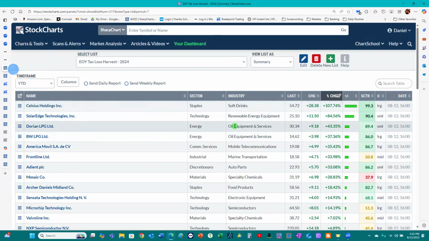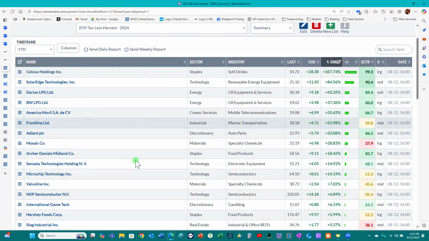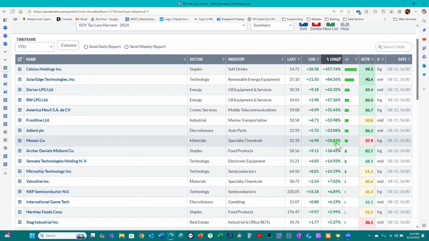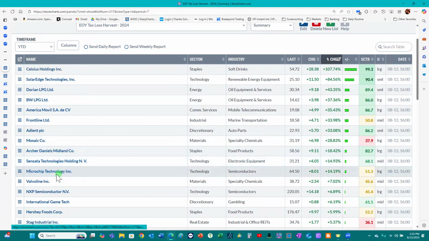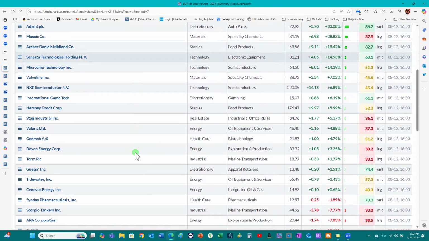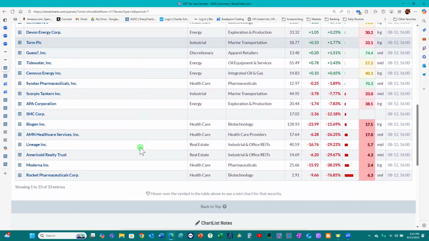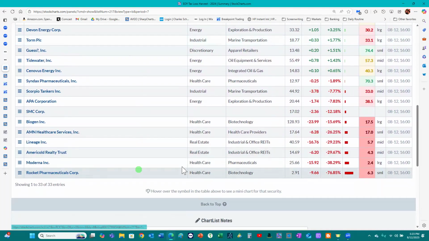These are the ones that were on the list last year. Let's look at some of the other ones, see what's on here. Mosaic was on the list, up 28% for the year. Archer Daniels, Microchip Technology, up 14% for the year. All of them don't play out, however. So you can see Rocket Pharmaceuticals down 76 for the year.